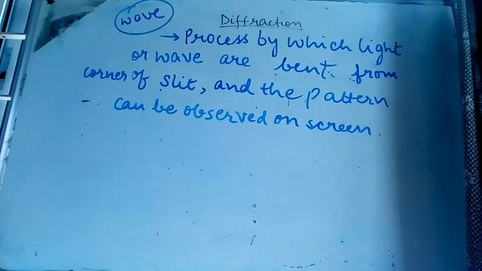So let's start. Diffraction is the process by which light or any wave, that may include sound or any electromagnetic waves, is bent at the corners of a slit, and the pattern can be observed on the screen. We'll understand it through a diagram.